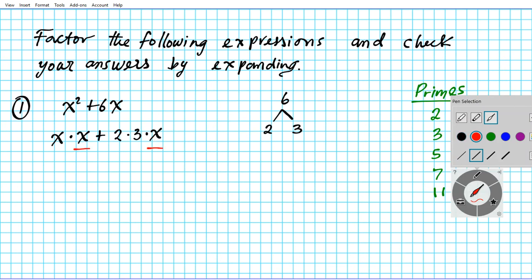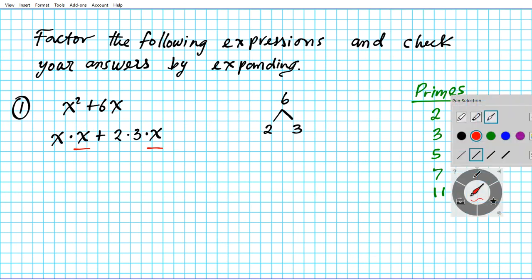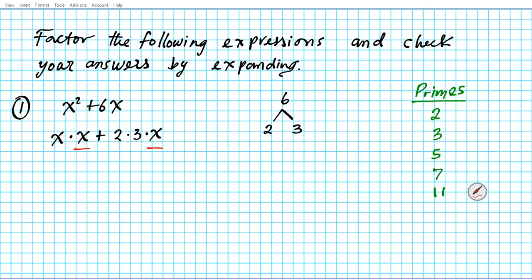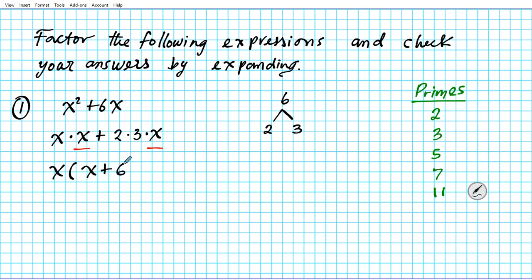When I factor out a term, it is as though I am dividing by the term that's factored out. Okay? So let's go ahead and do it. If we factor out the x, you have an x on the outside. And then it is as though these two x's are canceled out, and we're left with x plus 2 times 3, which is 6. So there goes our final answer for question number 1. This is the factorization of x squared plus 6x.